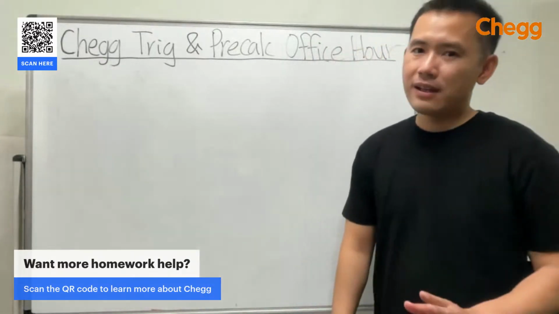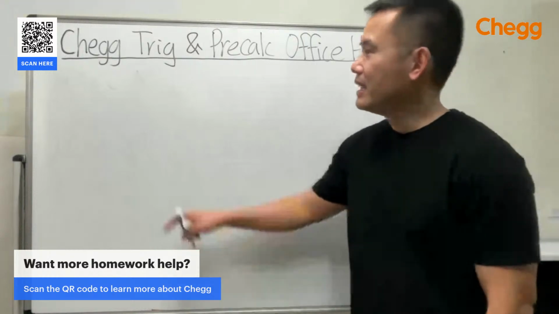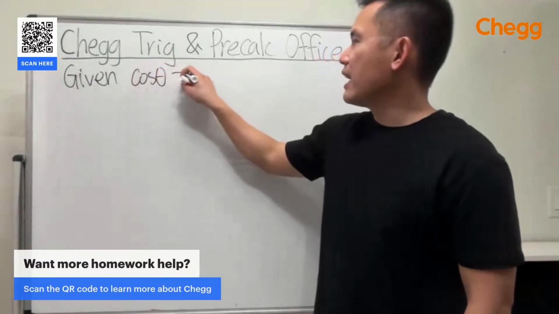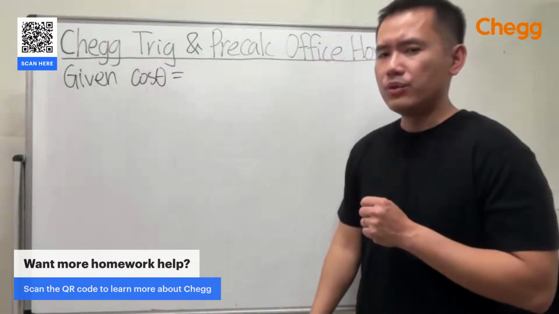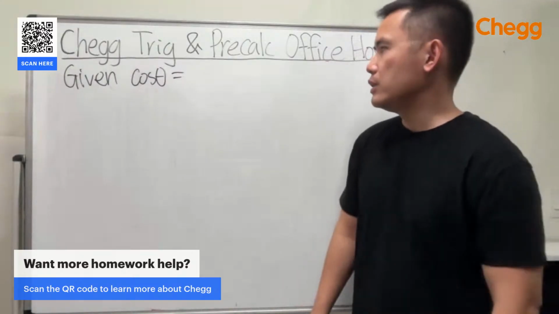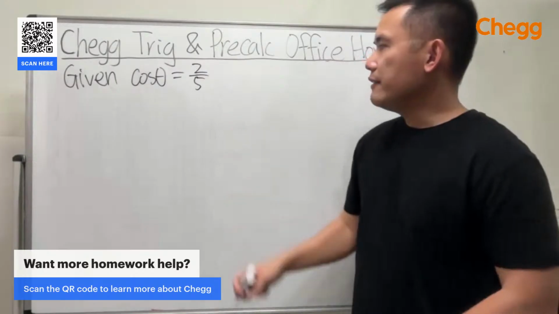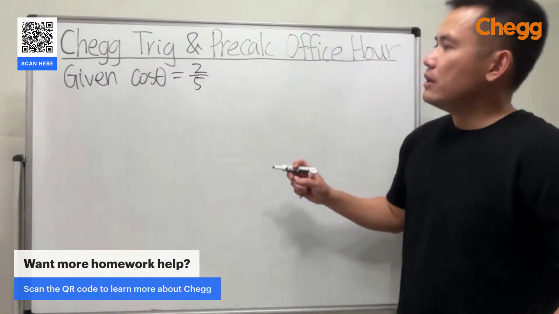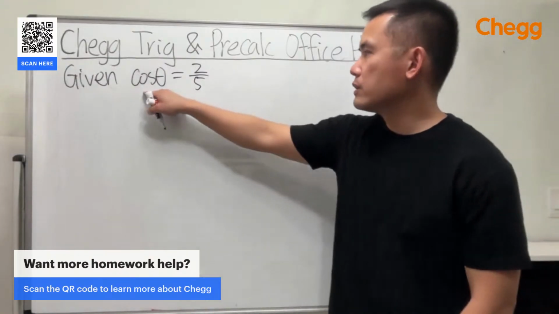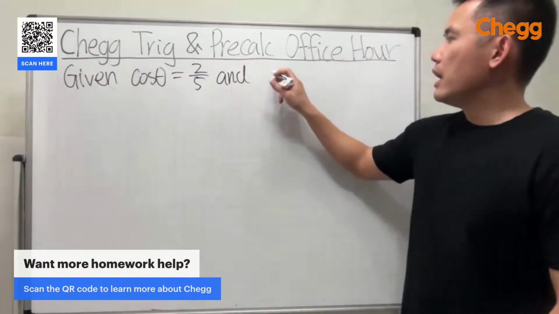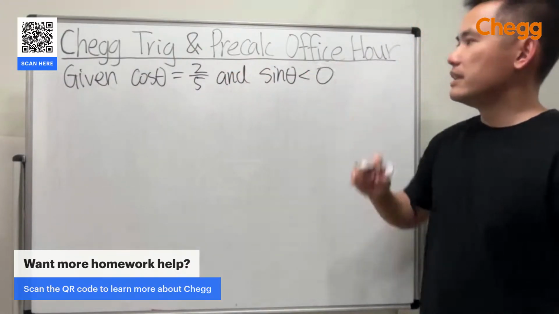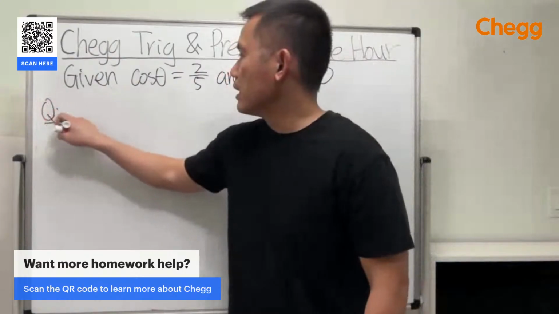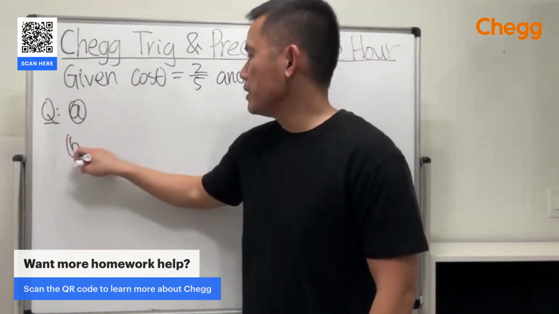All right, let's do a very classic type of question. Here, given cosine theta for some angle that you don't know and you don't need to know, cosine theta is equal to, let's say, 2/5. Based on this, there are a lot of different types of questions that could be asked. One really popular type is that I will say cosine theta is this, and sine theta is negative, and we're going to figure out the other things.